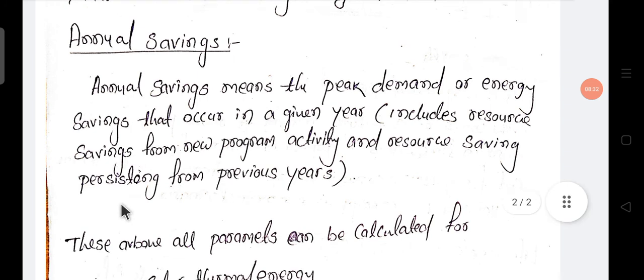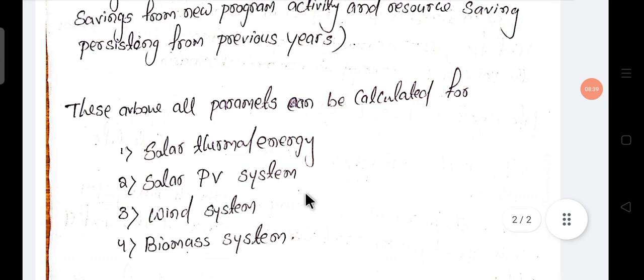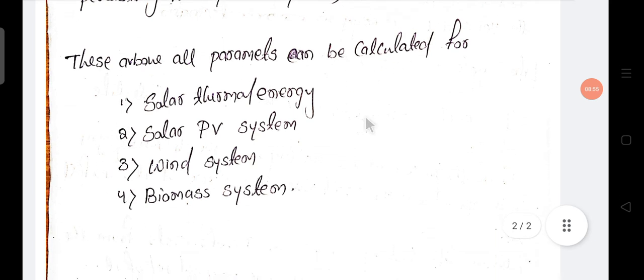Now, all these above parameters can be calculated for solar thermal energy, solar PV system, wind system and biomass system. In your course, these four systems are there for which we calculate these parameters. From the next class onward, we study the parameter calculation for solar thermal energy. Next, solar PV system, PV means photovoltaic system. Next, the wind system. Next, the biomass system. That's it for this class.